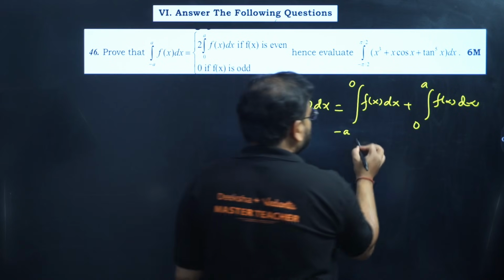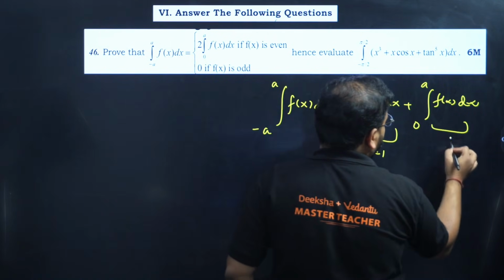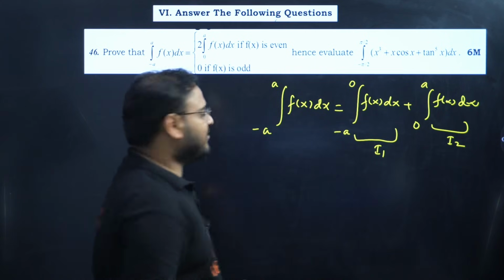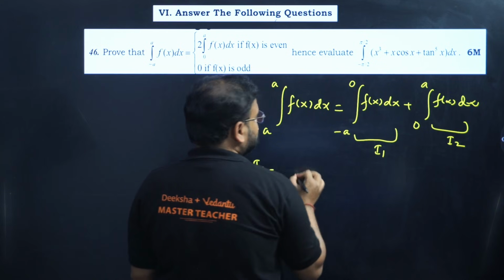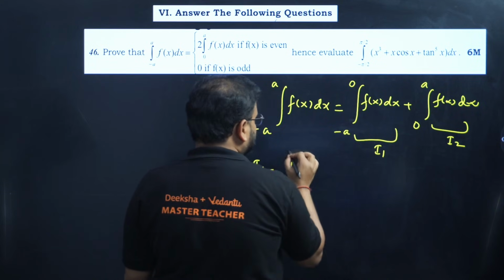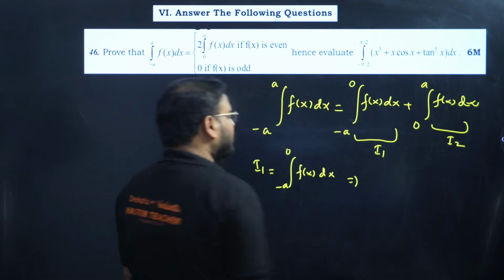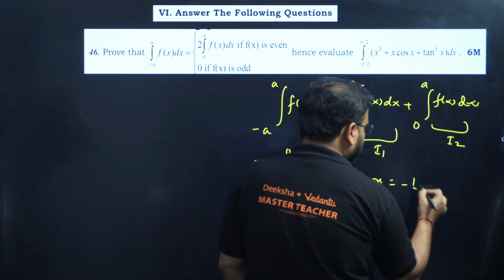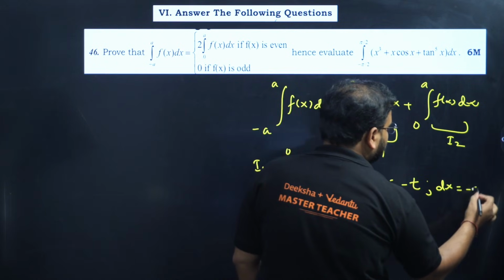Now assume this to be integration I1 and this to be integration I2. Now we'll do everything about the integration I1 to get the required result. Check, I1 is what? Minus a to 0 f(x) dx. Now in this integration, make a substitution x equals minus t. So you will have dx equals minus dt.